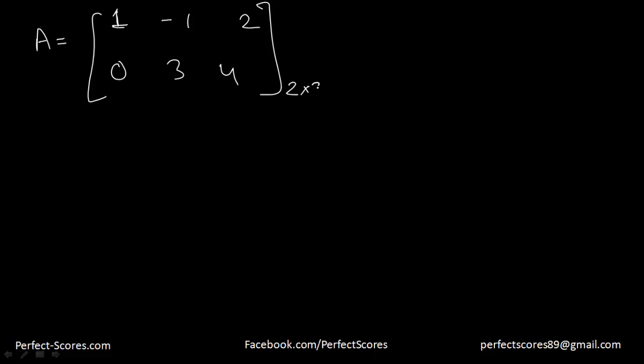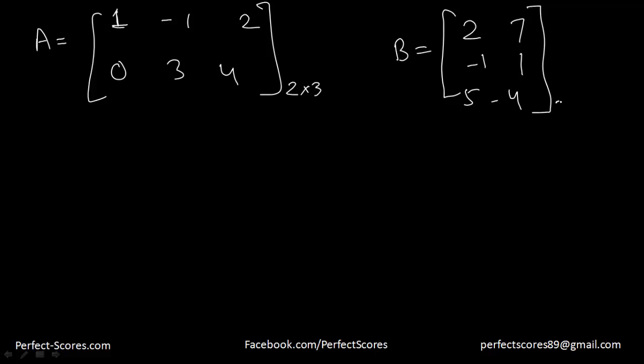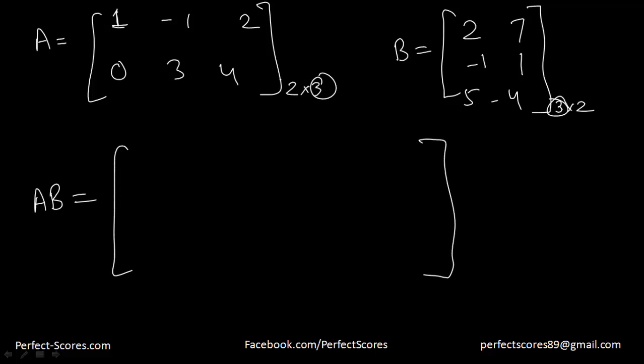Let's suppose we have a matrix here, which is 1, minus 1 and 2, 0, 3 and 4, which means it's of an order of 2 rows and 3 columns. And we have another matrix B, which is 2, 7, minus 1 and 1, and we have 5 and minus 4. It's of the order of 3 rows and 2 columns. You can clearly see this 3 is equal to 3. That means our product here is going to come out of the order of 2 into 2.